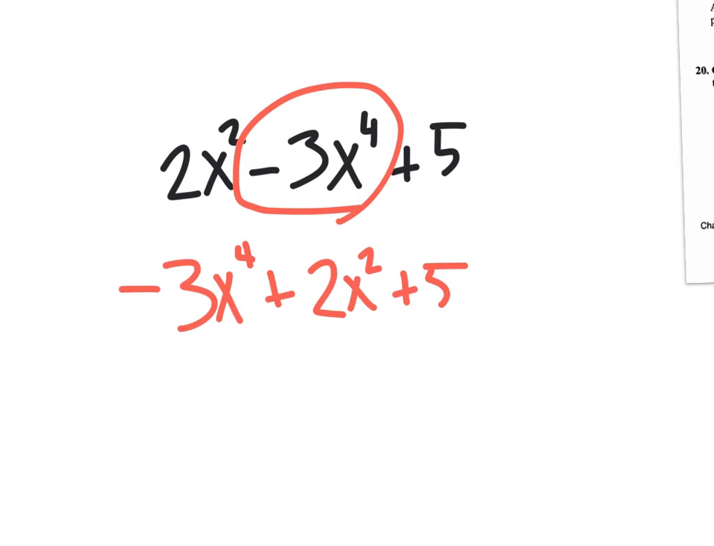Now, how about this? What's the leading coefficient? The leading coefficient is negative 3. And the constant is 5, positive 5.